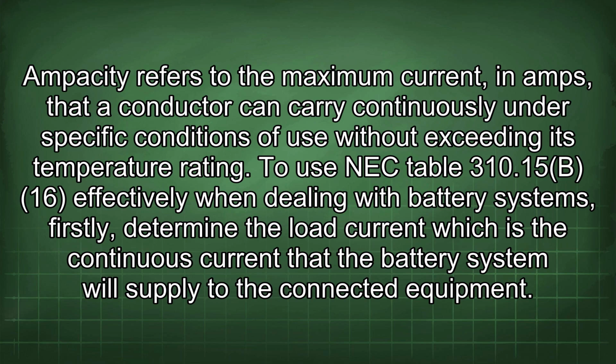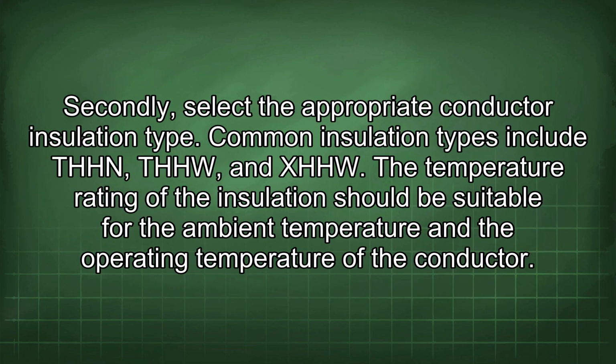To use NEC Table 310.15(B)(16) effectively when dealing with battery systems, firstly determine the load current, which is the continuous current that the battery system will supply to the connected equipment. Secondly, select the appropriate conductor insulation type. Common insulation types include THHN, THHW, and XHHW. The temperature rating of the insulation should be suitable for the ambient temperature and the operating temperature of the conductor.